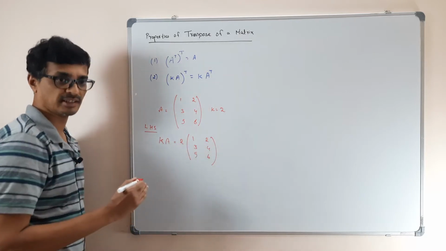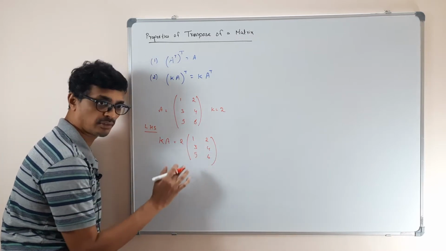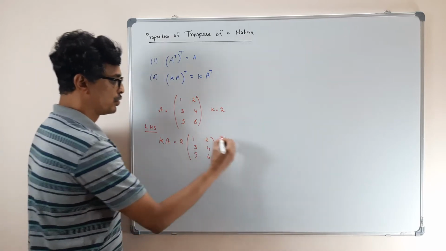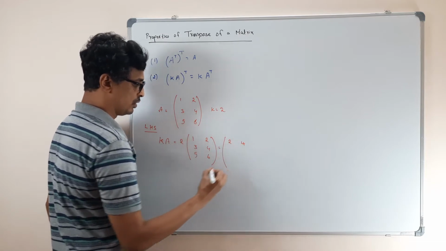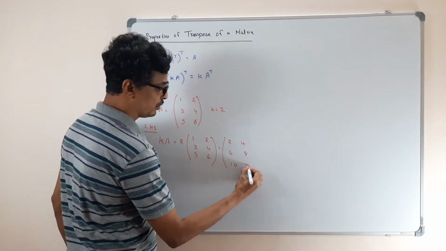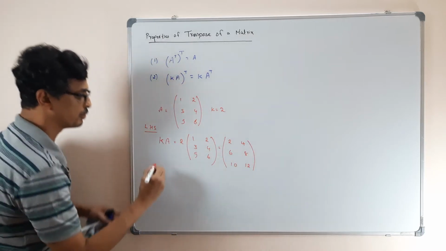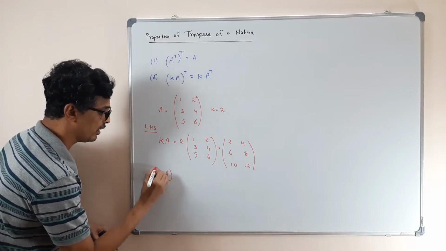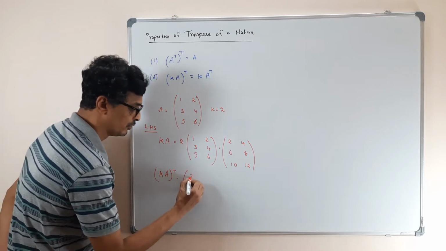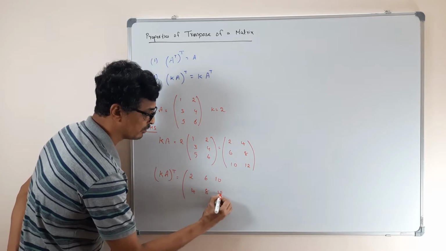This is a scalar multiplication, correct? So this 2 will be multiplied with every element of the matrix. So what will that be equal to? 2, 4, 6, 8, 10 and 12. And now we have to take a transpose, right? So KA transpose will be 2, 6, 10, 4, 8, 12.